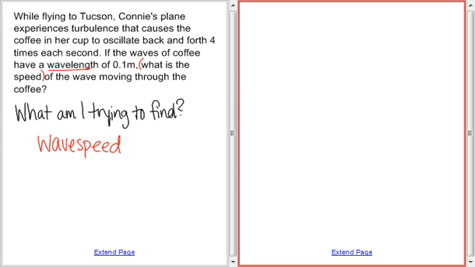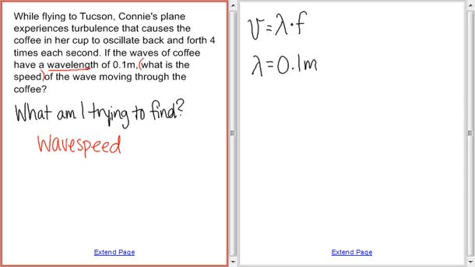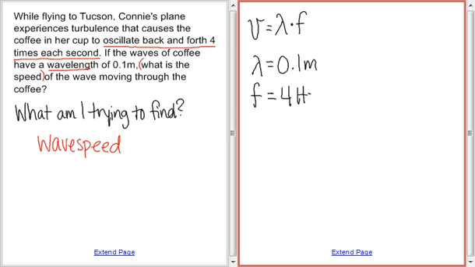Because you're looking for wave speed, you know which equation you're supposed to use. You know that velocity is equal to the wavelength times your frequency. Wavelength times frequency. Now, what are you given about this problem? There are certain things in there that you can pull out. I gave you one of them already. That's your wavelength. You know that your wavelength is equal to 0.1 meters, right? And then it says that the coffee oscillates back and forth 4 times each second. Remember, frequency is how many waves you get per second. So if it goes back and forth 4 times each second, your frequency is 4 hertz, or 4 waves per second.